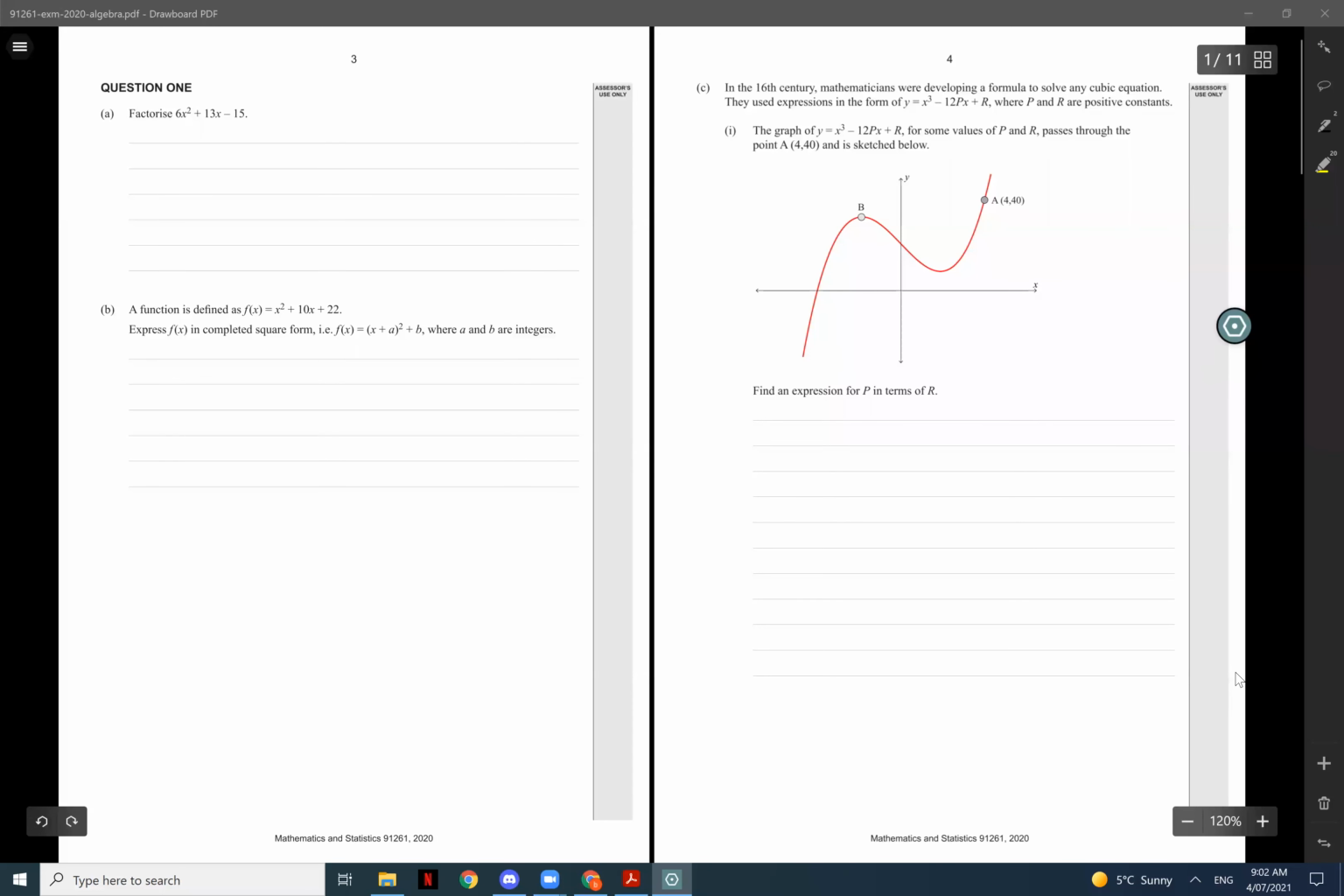Guys, message me your factorize answer. What's the answer? Barry, what's your answer? Something is wrong. Because the last number is negative, you should have one plus and one minus.